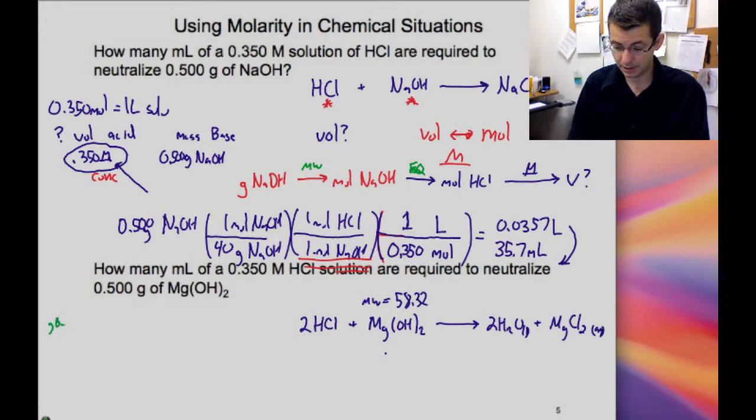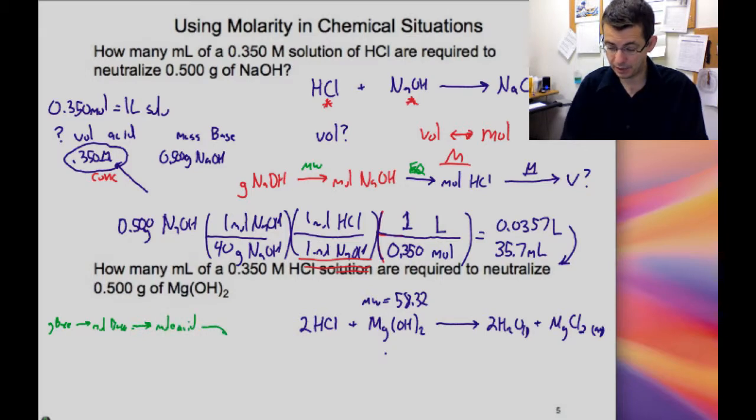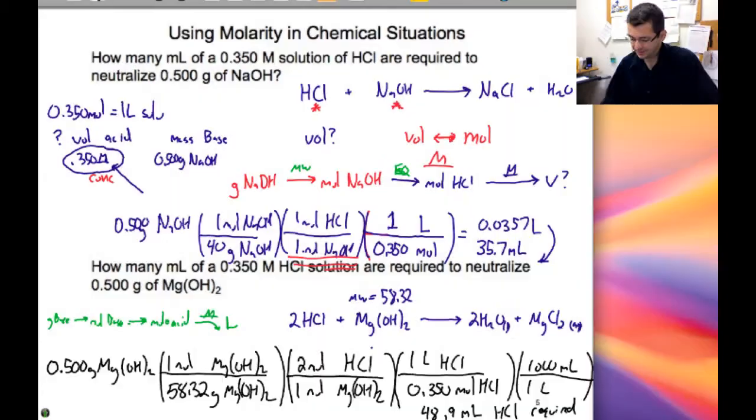Grams of our base converted into moles of our base, just like we've been doing for the past 3 weeks. Moles of base to moles of acid. And then from there, we can use the molarity to figure out the volume of acid. So if you set up the calculation, it looks pretty much the same as our other one. Gram to mole conversion, a mole to mole conversion.